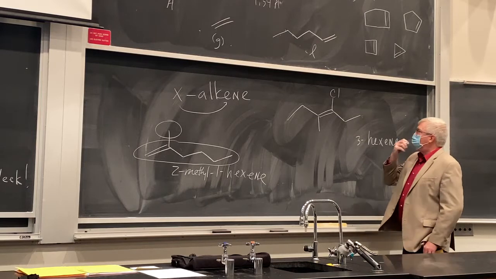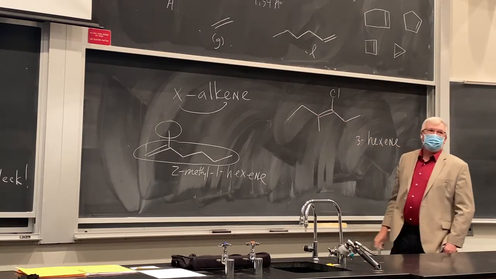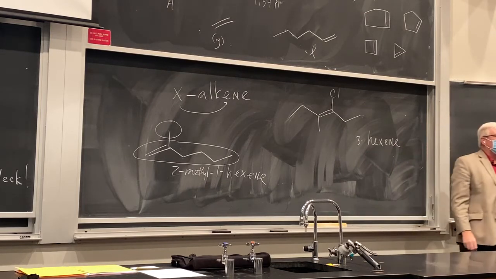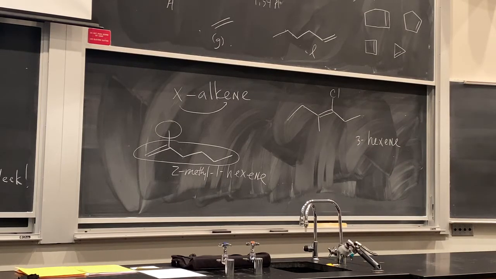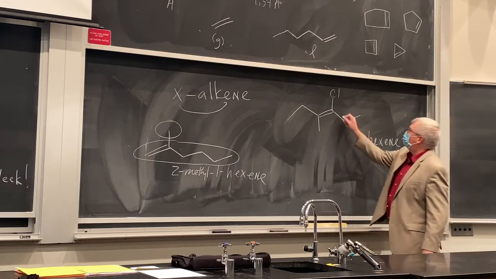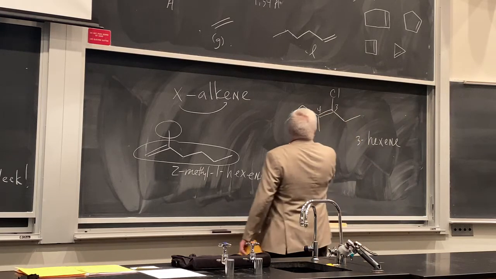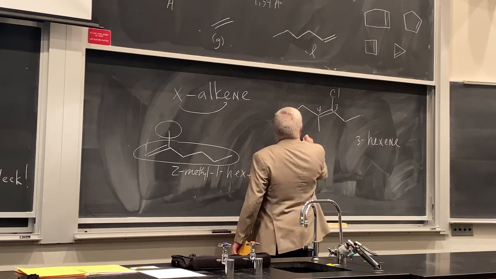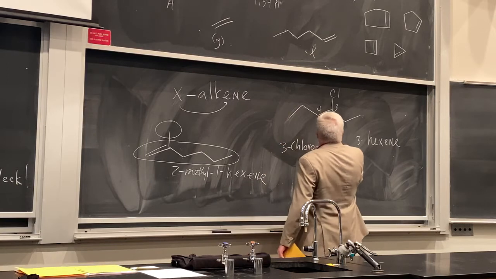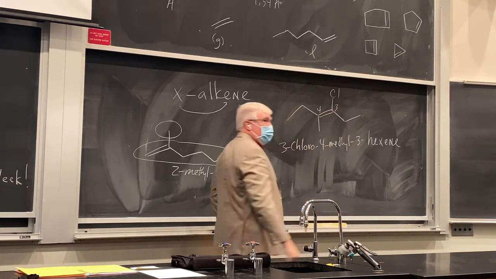Now, what side do we number from? 1, 2, 3 chloro or 1, 2, 3 methyl? What do you think? Chloro, and why? Alphabet, right? So we alphabetize the others, and that's how we break the tie there. So this would be 1, 2, 3, 4. So let's get the name on there. And so it's 3-chloro-4-methyl-3-hexene. Are we done?